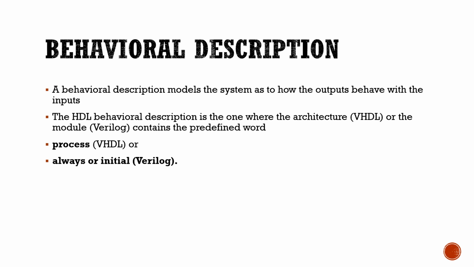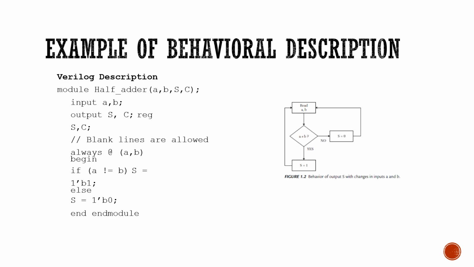The next type of description is the behavioral description. Behavioral modeling describes how the circuit behaves rather than how it is built. This type of description uses two keywords: one is always and another one is initial. Here as an example, I have written the half adder program again. The module name is half adder, the inputs are A and B, the outputs are sum and carry.